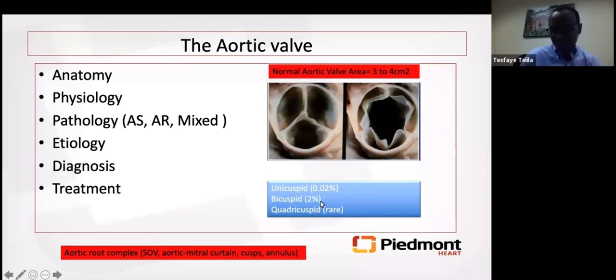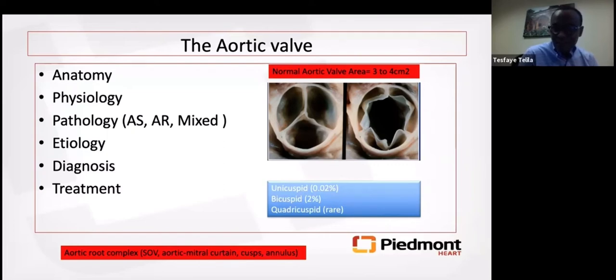So a bicuspid aortic valve is actually the most common congenital valve abnormality, and is usually associated with aortic stenosis. Unicuspid aortic valve is also associated with aortic stenosis, but quadricuspid aortic valve is usually associated with aortic regurgitation. The etiology of aortic stenosis: the vast majority of aortic stenosis in the developing world is rheumatic. But the most common cause of aortic stenosis in the Western world is calcific degeneration of a trileaflet aortic valve.